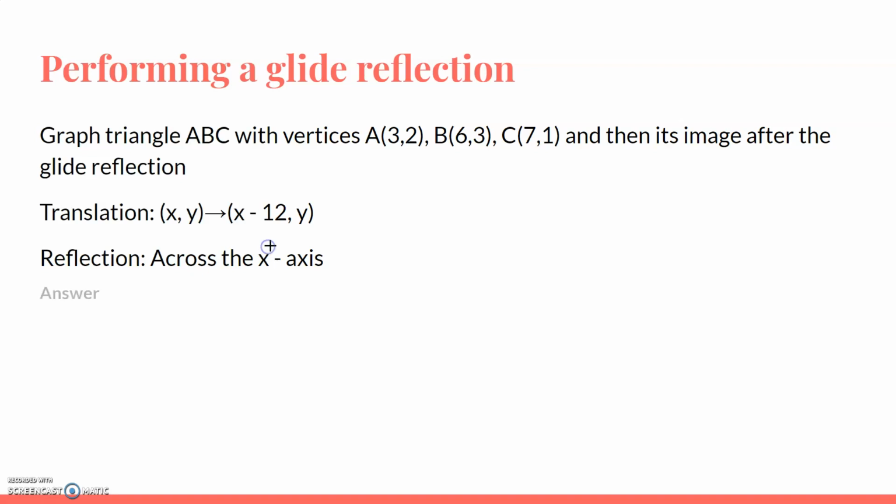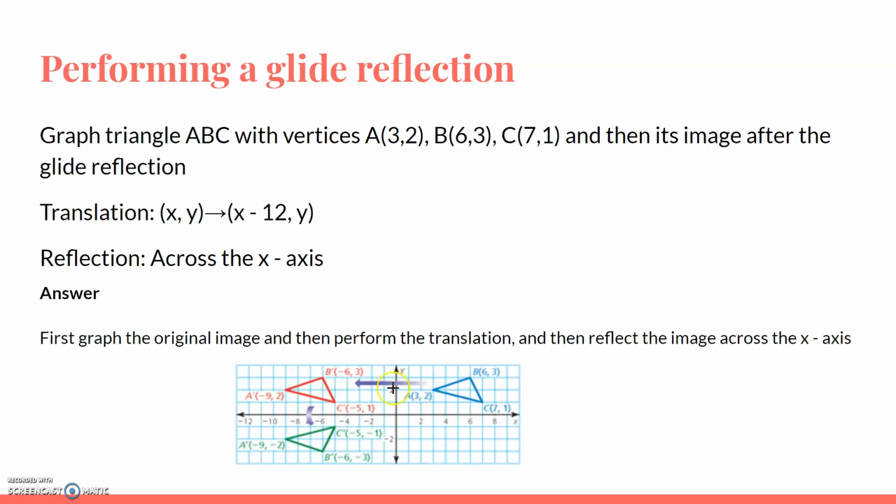Okay, so now that you're back, first off, we're going to need to translate. We're going to translate 12 units to the left, or negative 12 units, and that's going to give us our translated image here: A (-9, 2), B (-6, 3), and C (-5, 1). And then we're just going to reflect it over the x-axis, which just makes all the y-coordinates negative.